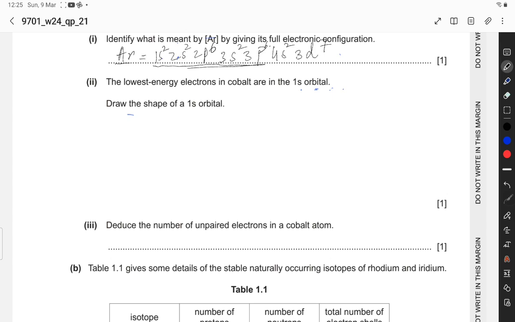Draw a shape of 1s. So this is 1s, okay, and if we want to draw 2s, this is 2s and this is 3s. So simply draw the 1s orbital like this. This is for 1s, meaning first period, and s is the lowest energy level. This is like this.